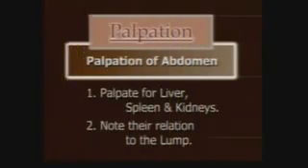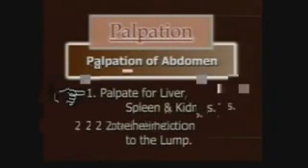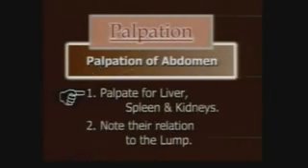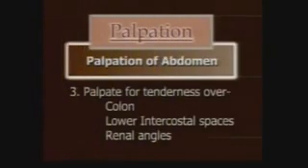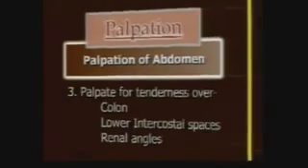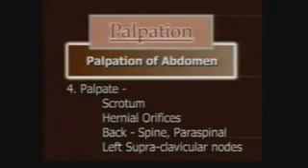Then palpating the rest of the abdomen, palpate for the liver, spleen and the kidneys. Note the relation of the lump to these organs. Look for tenderness over the colon, lower intercostal spaces and the renal angles. Lastly, palpate the scrotum, the hernial orifices, the back and the left supraclavicular nodes.